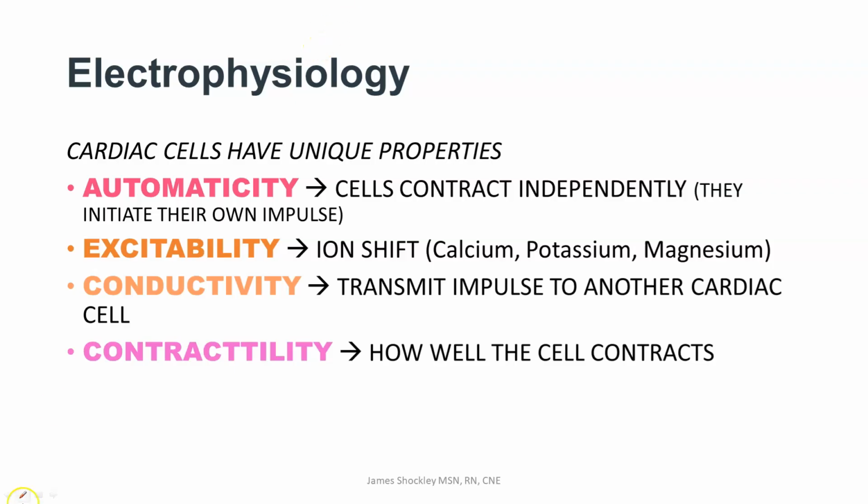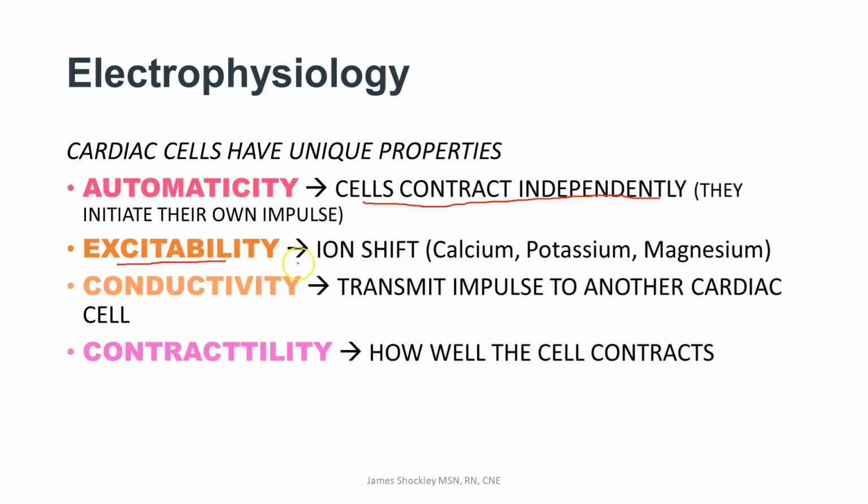So each cell in our body, in our heart, has these properties. These four things make it do what it's supposed to do: automaticity, excitability, conductivity, and contractility. Our cells want to be able to contract in an independent manner. So we have that signal that travels through the heart that tells each cell that it should be doing something.